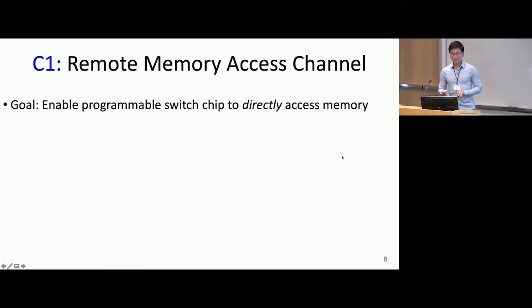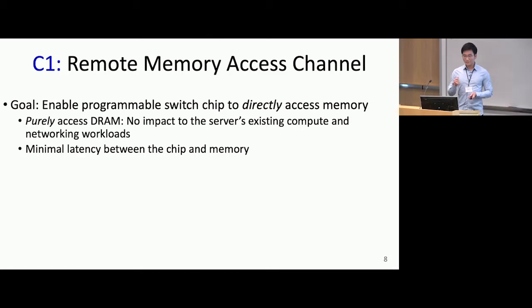So how to enable the switch data plane to directly access remote memory? Especially, it has to access purely DRAM, making no impact to servers' existing compute or networking workloads. Also, it needs to achieve minimal latency between the chip and the memory. But there's no obvious way to connect the chip and memory. The chip only has Ethernet as an external interface, and the memory has DDR as its external interface. So to enable direct DRAM access from the chip, we need to somehow translate Ethernet directly into DDR.